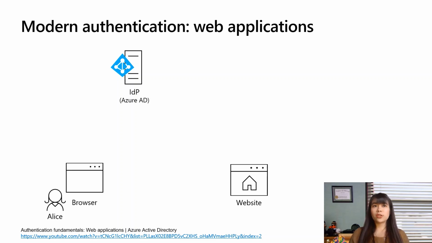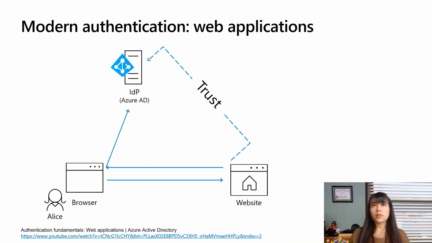So imagine Alice, because it's always Alice or Bob, right? Alice wants to take a look at her favorite website. So what her browser does is it asks for resources from a website. And the website, because it has a trust relationship with an IDP, Azure Active Directory in our case, is going to redirect Alice to an IDP. And that's where the IDP is going to ask Alice to authenticate herself with whatever means, password or authenticator app.